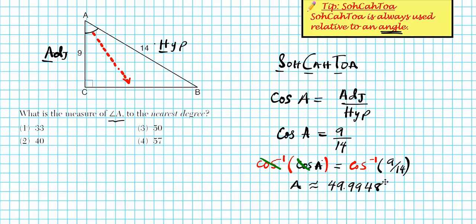49.9948 to 4 decimal places. To the nearest degree, the measure of angle A is going to be 50 degrees. Okay, to the nearest degree. In this case, we're just rounding up because we have a 9 behind this 9. Answer is option number 3.